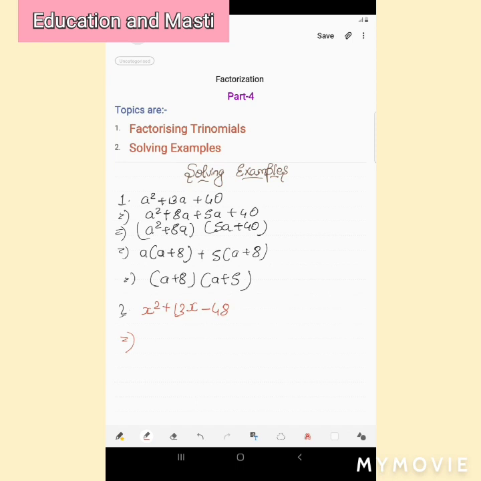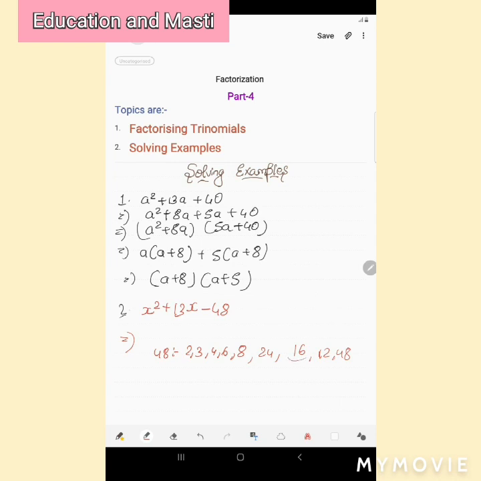First, as I told you, we will take out the factors of 48. So what are the factors of 48? The factors of 48 are 2, 3, 4, 6 and 8, and 24, then 16. Then 12 is also a factor, and 48 itself is a factor. Okay, so here let's see what the factors will be.